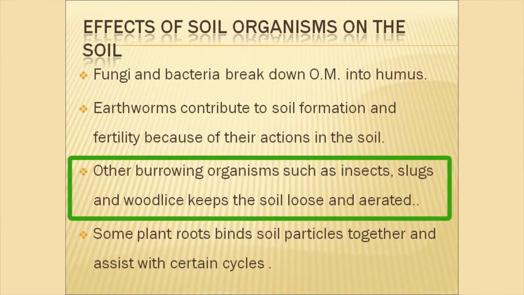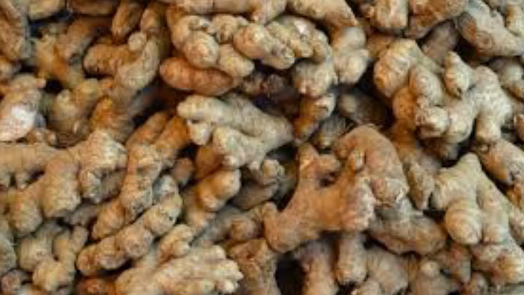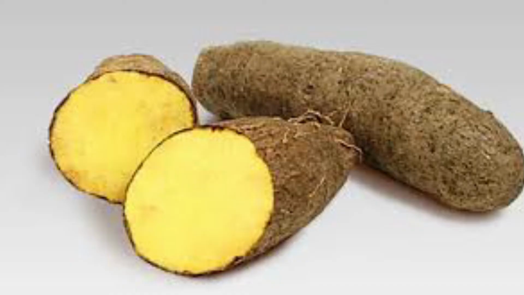Other burrowing organisms such as insects, slugs, and woodlice keep the soil loose and aerated. This is very good for root penetration for some plants, for example, a crop such as carrot that has a taproot system. You can also think of other crops that are beneficial that will be grown in a loose type of soil. Can you think of any tubers or root crops that are beneficial? Yes, yam is a tuber that would be good for crops planted in soil that is loose, and also carrots.